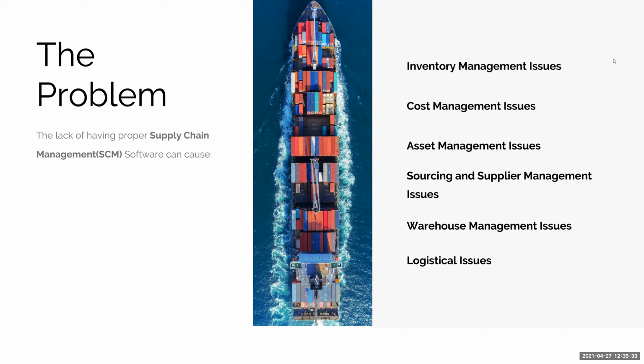Then you have sourcing and supplier management issues, which come into purchasing. Every company has to purchase raw materials from another company. An example of this would be if an Italian restaurant wanted to buy tomatoes. They would have to look at different suppliers in the area, and get a quotation and inquiry and all that. So we're making it easier to do that. And then there's warehouse management, keeping everything organized and in check, and then logistical issues, so all the flow of goods is going through okay.